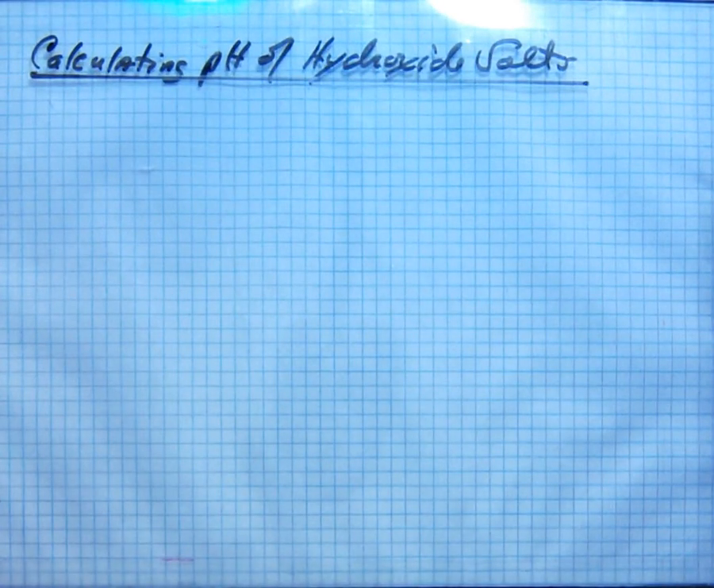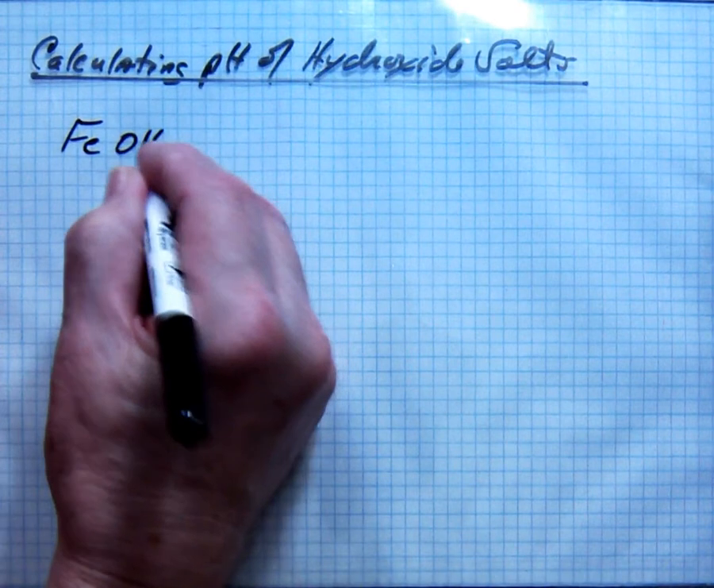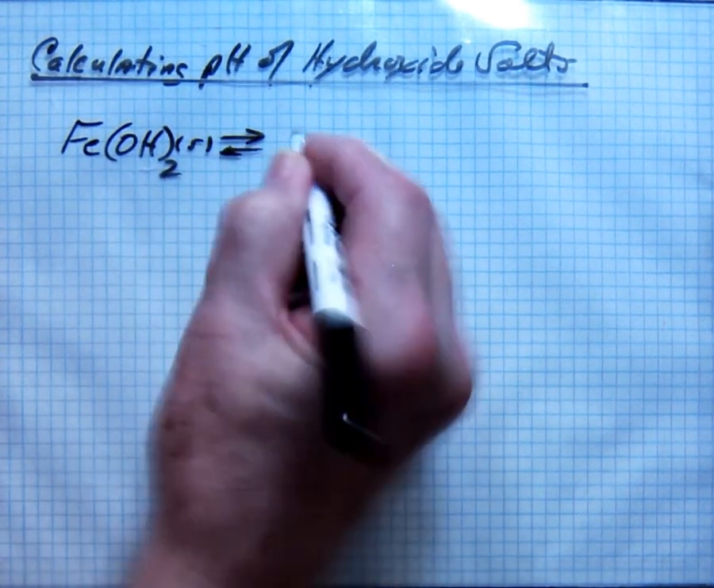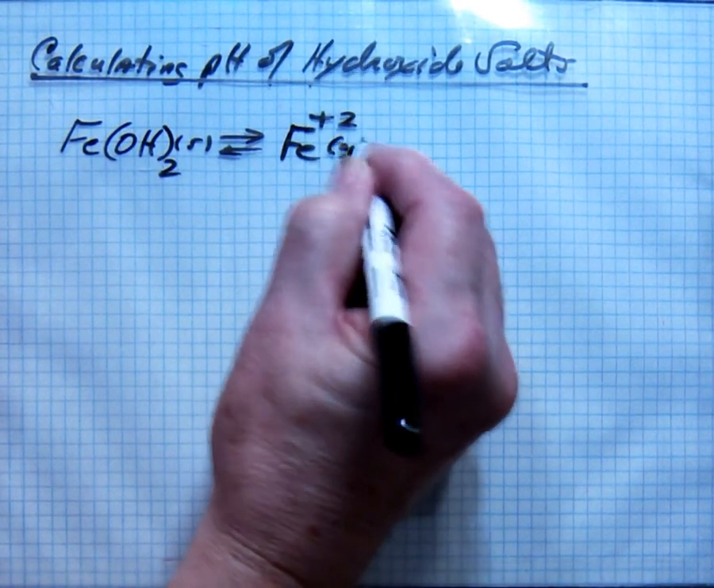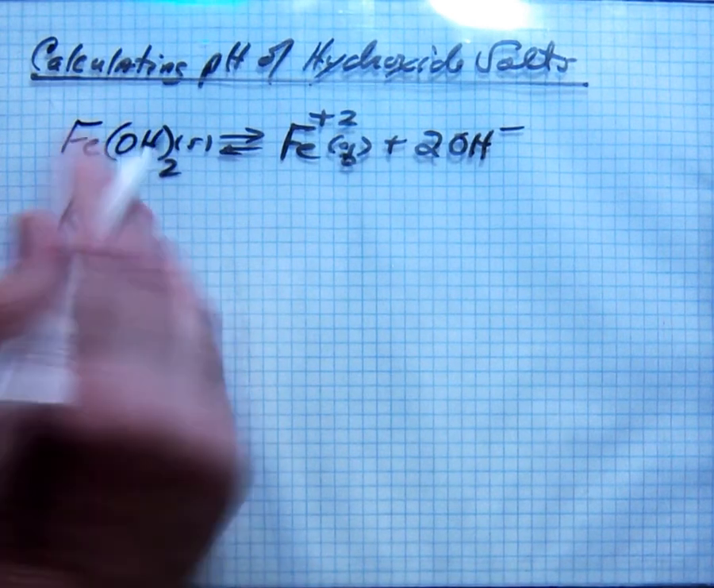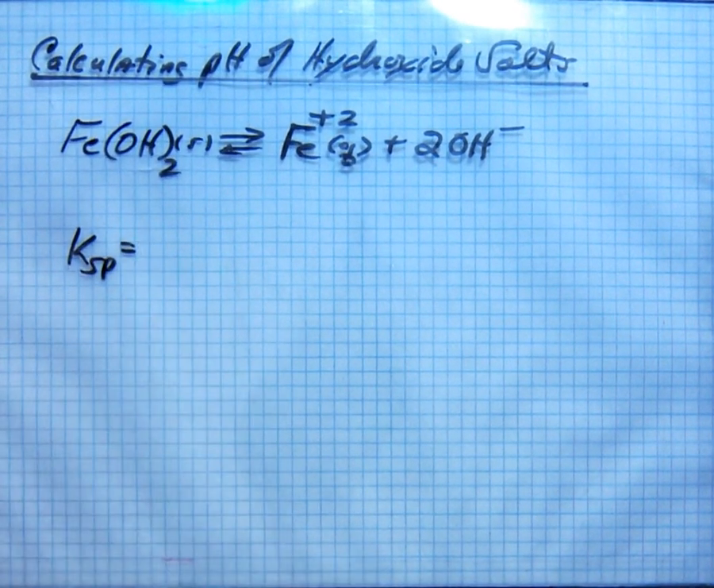used. So I got an iron hydroxide. This will be the last topic, so hang on. Iron hydroxide, iron 2 hydroxide, we'll do that one. As a solid, it goes into iron plus 2 aqueous plus 2 OH minus, and, let me move it down here, KSP for this one is 8 times 10 to the minus 16.